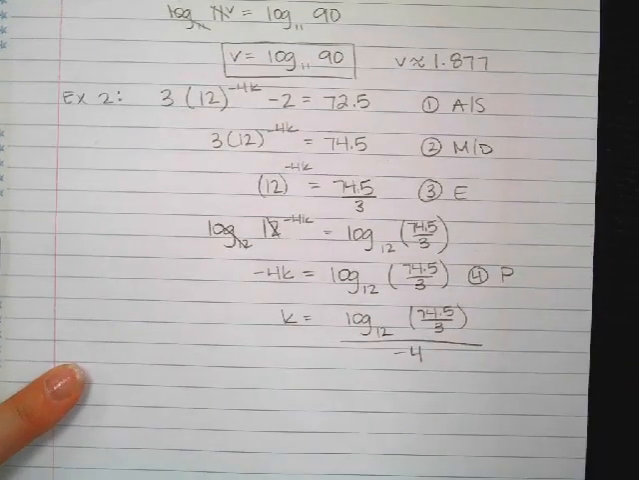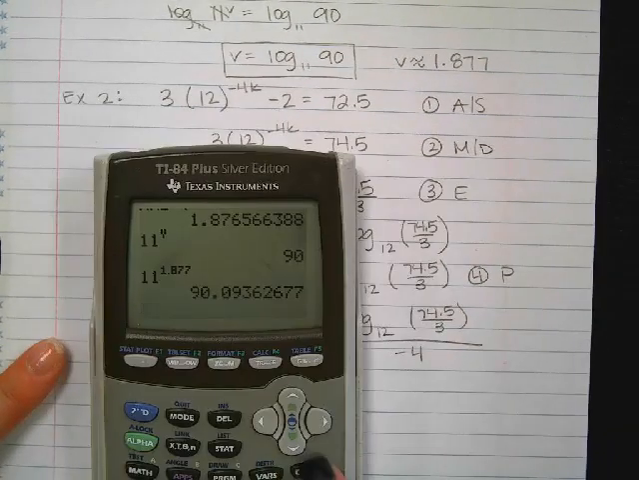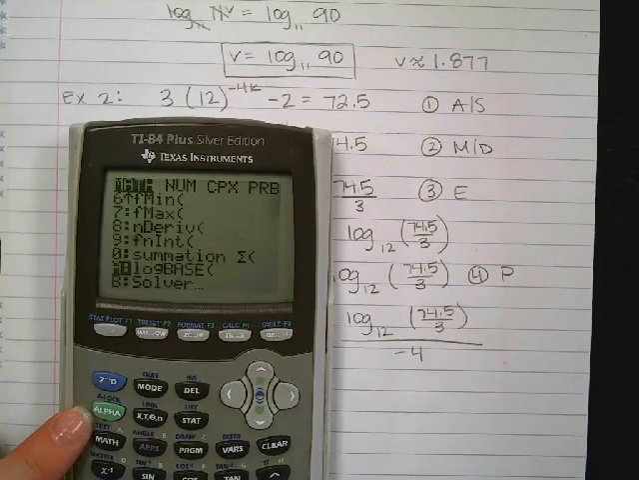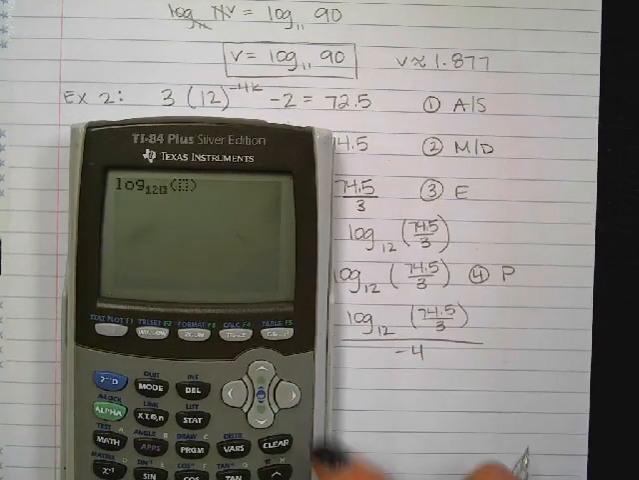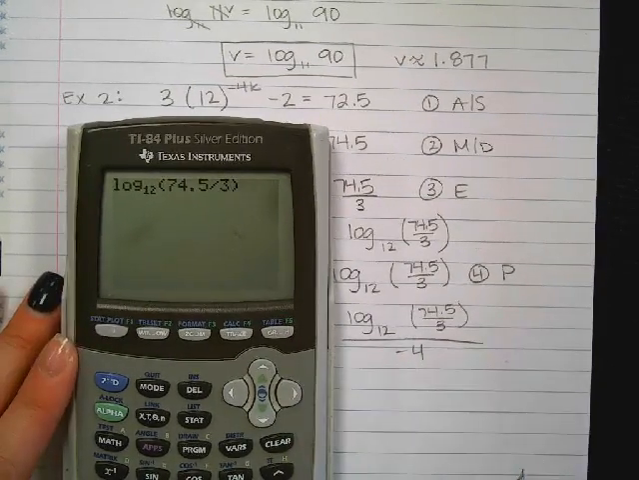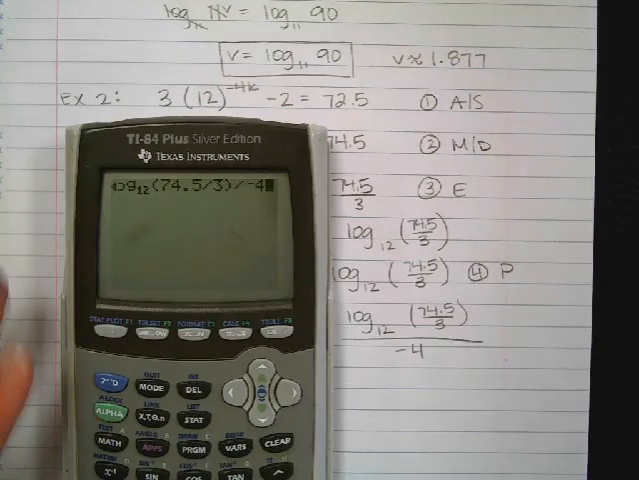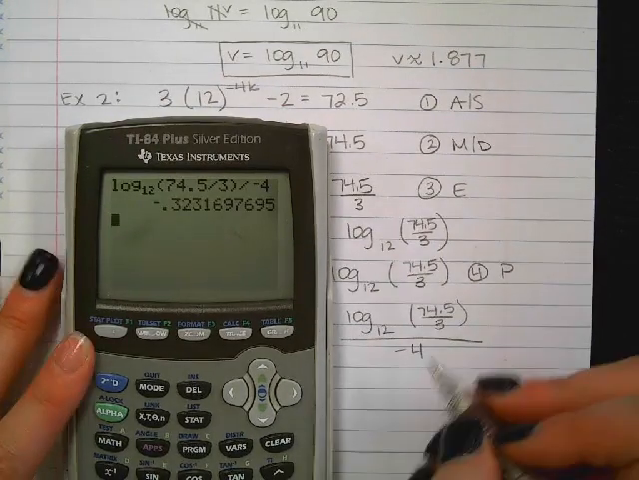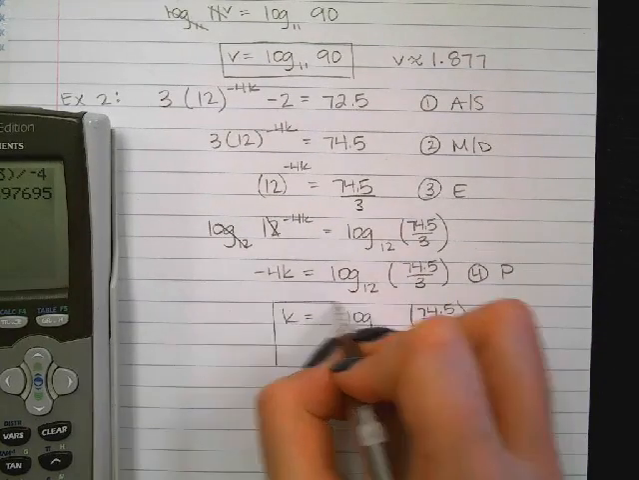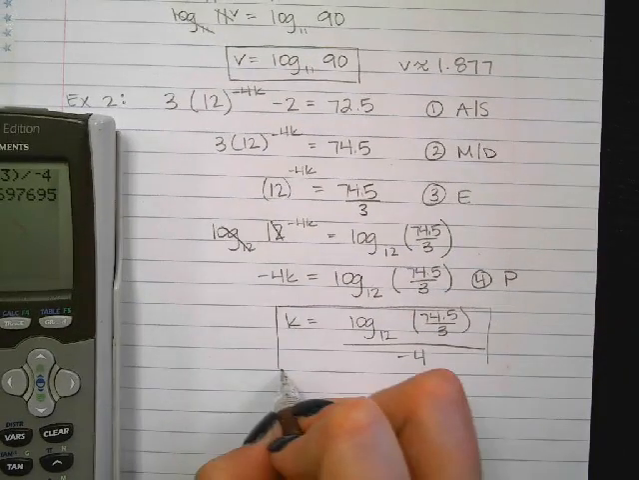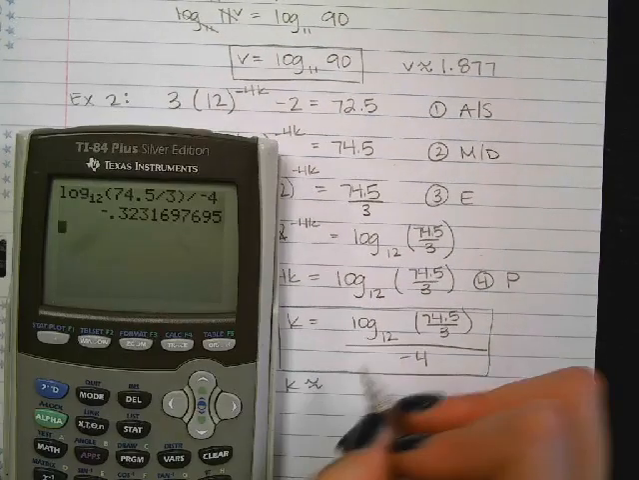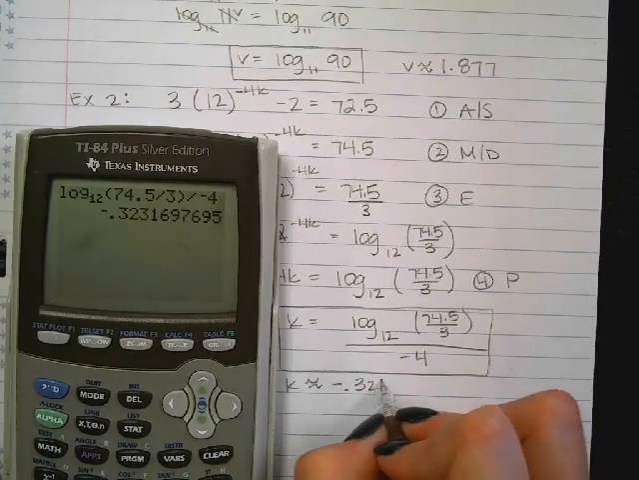Okay, so I'm going to go ahead and type this in. I have math up, log base 12, 74.5 divided by 3, and then that whole thing is being divided by negative 4. So I would go ahead and say this is my exact answer, as messy as it is. And then if I want my approximate answer, that's negative 0.323.